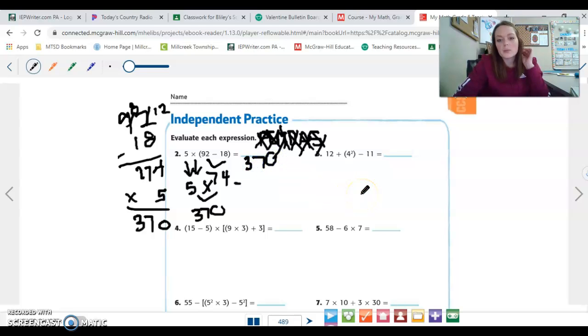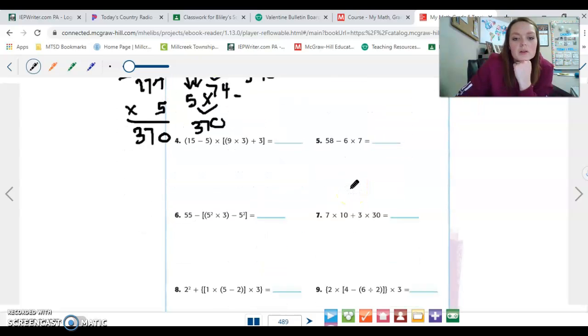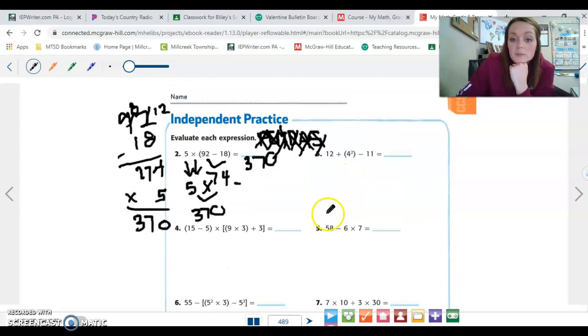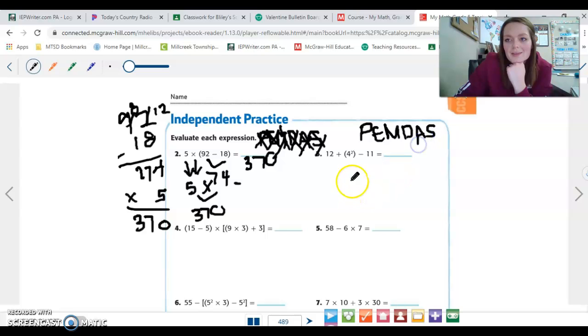Mrs. Blythe is going to do number 5 with you, and then I will give you some practice problems to do independently. Okay, so I have 12 plus parentheses 4 squared minus 11. I'm going to rewrite my acronym. Do I have parentheses? Yes, that's what I start out with. Okay, so I have 4 squared. 4 squared is 4 times 4. 4 times 4 is 16.